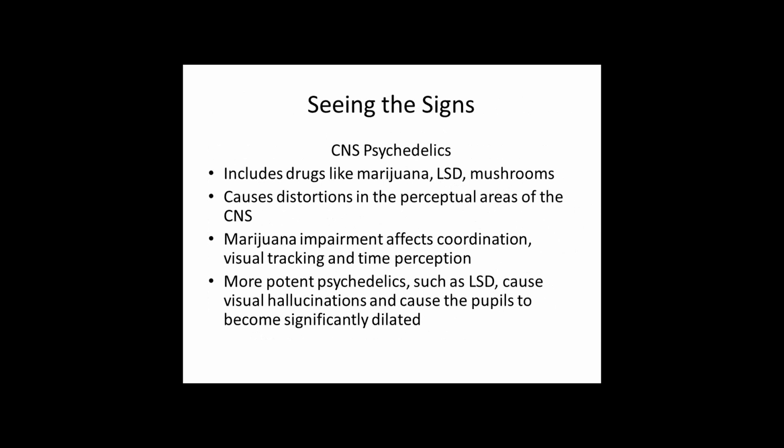The reason marijuana is included in this category as opposed to a depressant is that marijuana doesn't depress the functioning of the central nervous system. What it does is alter our perception of the world around us, particularly our perception of the passage of time. Someone under the influence of marijuana, someone who's high, tends to have impaired coordination, visual tracking, and time perception.